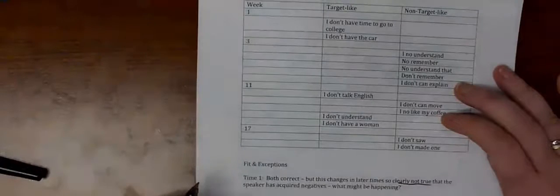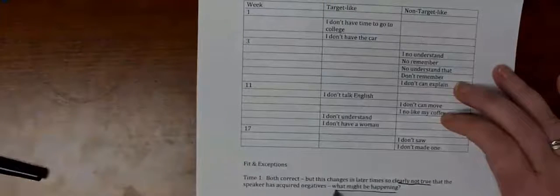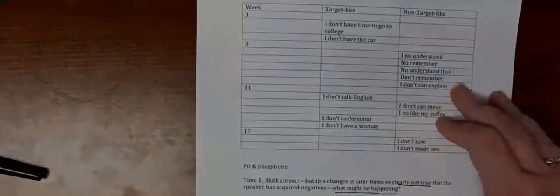As it's clear that he can't, because you've got all these other times, these are both correct. It changes in later times. So it's clearly not true that the speaker has acquired all the negatives. So what might be happening in time 1? What hypothesis might you make for the fact that you've got 2 that are perfect in time 1, but then that goes to pieces in time 2, 3, and 4?